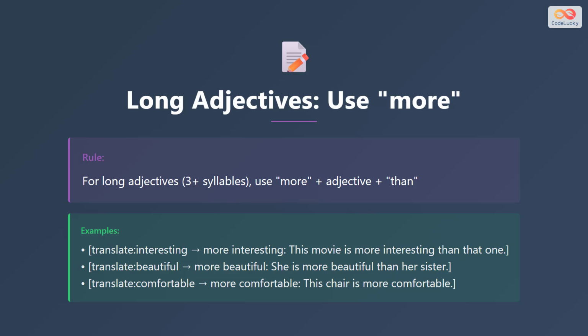For long adjectives, which usually have three or more syllables, we use the word more before the adjective and then use than. Here are some examples. We say more interesting. This movie is more interesting than that one. More beautiful. She is more beautiful than her sister. More comfortable. This chair is more comfortable. When an adjective is longer, we do not add ER. Instead, we put more in front of it.